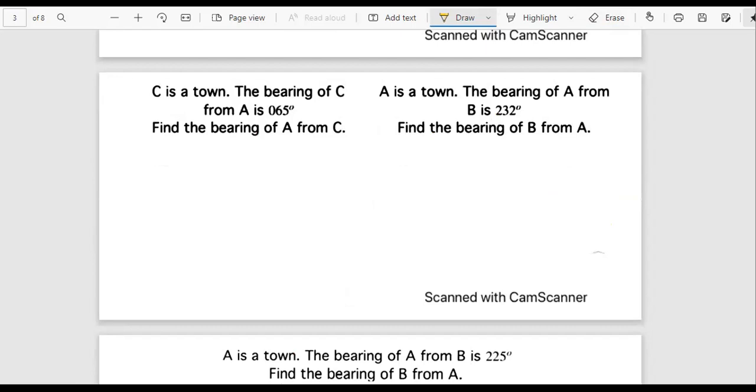Okay. Let's talk about this. So C is a town. The bearing of C from A is 65 degrees. Find the bearing of A from C. Okay. What do we know from A? So let's say this is point A. I am going to make north on A. This is north.